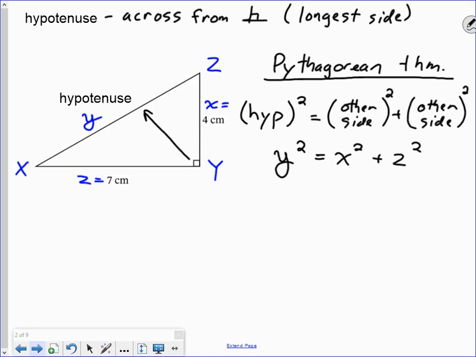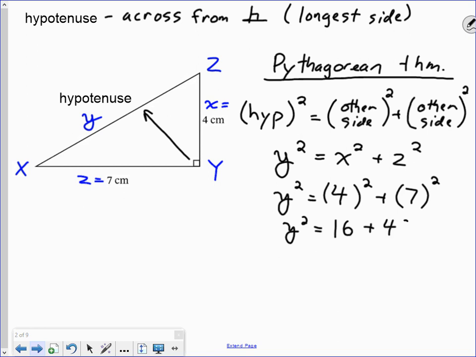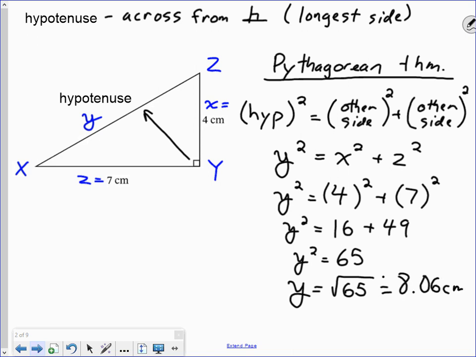In this case, if we wanted to solve for the length of side y, we would just sub in our values. x is 4 centimeters, so that's 4 squared. z is 7 centimeters, so that's 7 squared. And then we can just evaluate. 4 squared is 16, 7 squared is 49. We add 16 and 49, and we get 65. The last step is we have to take the square root. So y is going to be the square root of 65, which is approximately equal to 8.06 centimeters.